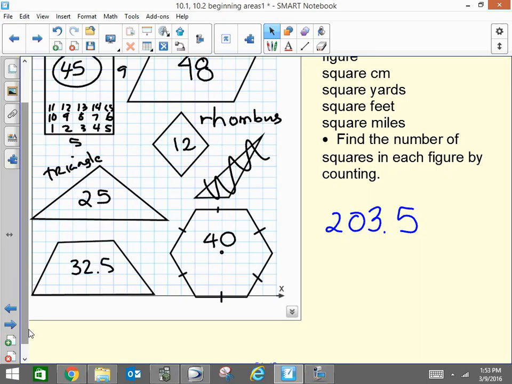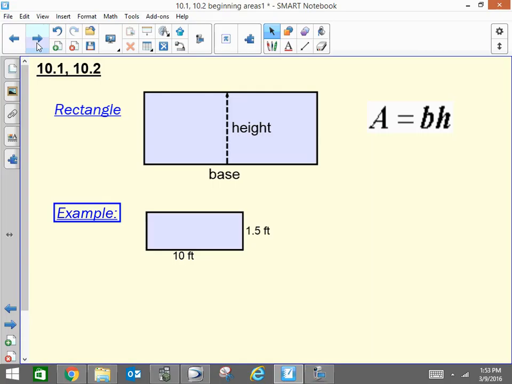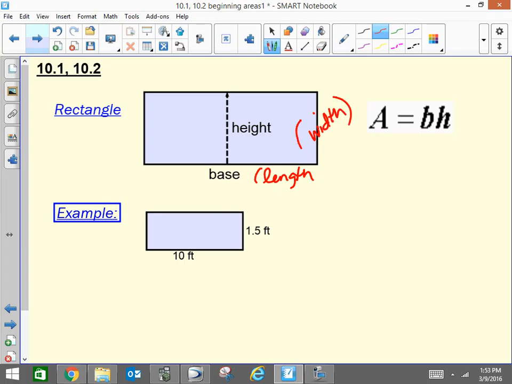All right. Now we're going to go back. We already talked about rectangle: base times height. But what did Jessica call it? Length and width. Same idea. Do this one. 1.5 feet by 10 feet. So what's that? 15 feet. 15 what? Feet squared. Oh, I forgot.